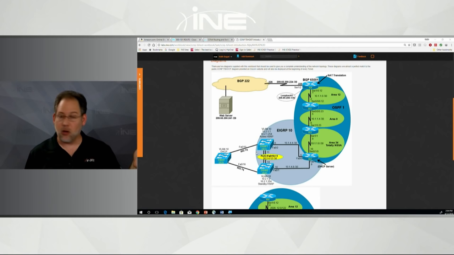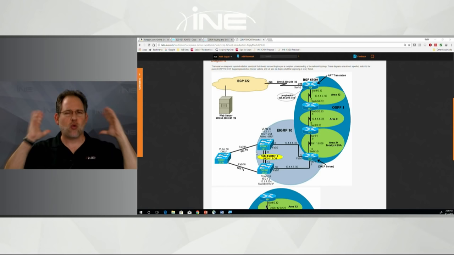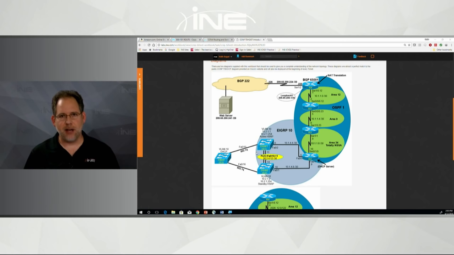Memorize. You should be able to get to the point where you can actually draw this topology diagram on a piece of paper from your mind before you go in and take the T-shoot exam. Let me give you an example. I teach classes on this stuff all the time, right? I love routing and switching. I love developing labs. I love this stuff.